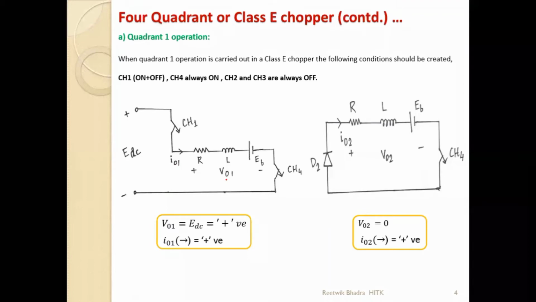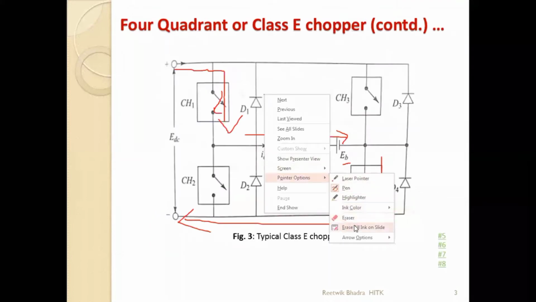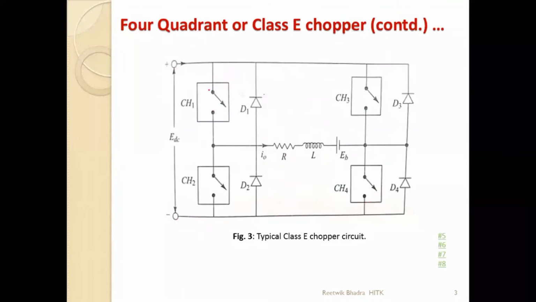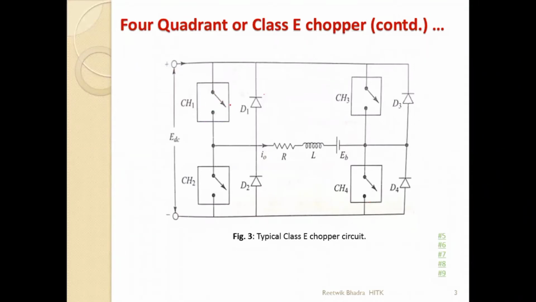Now going to this figure again. CH1 will be off. Previously it was on, now it is off. This one is always off, so no need to take care of it. This is on, so CH4 is on.